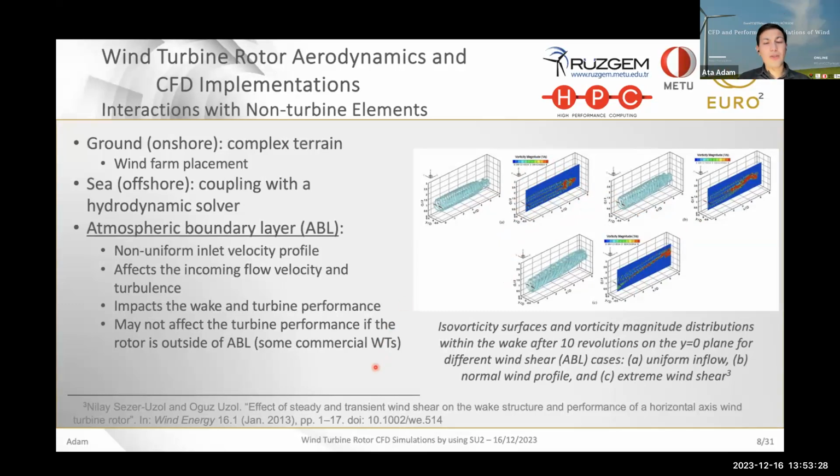But if we have a wind turbine outside of the atmospheric boundary layer, like a very large wind turbine or an airborne wind energy device, then we may not need this atmospheric boundary layer, but in most cases, we should.